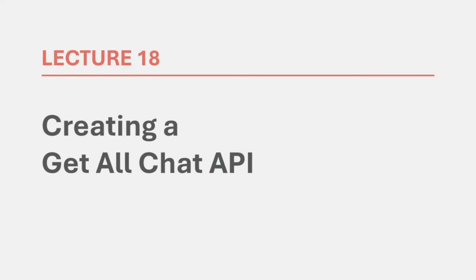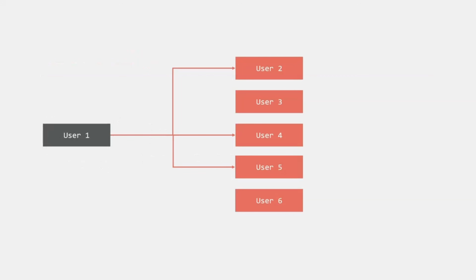In this lecture, we are going to create an API to get all the chats which a given user has created. So for example, let's say there is already a chat between user 1 and user 2, user 1 and user 4, and user 1 and user 5. So we want to create an API which is going to return us these three chats: the chat between user 1 and user 2, user 1 and user 4, and user 1 and user 5.